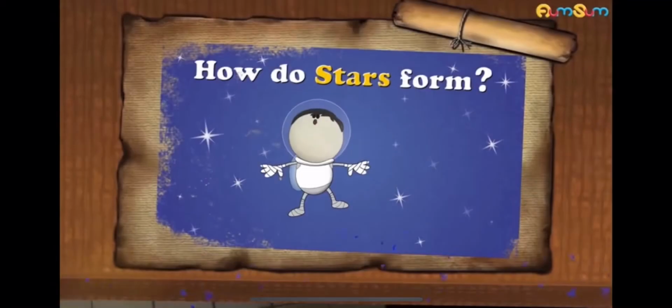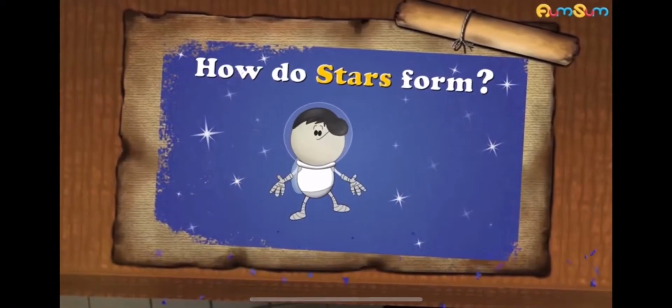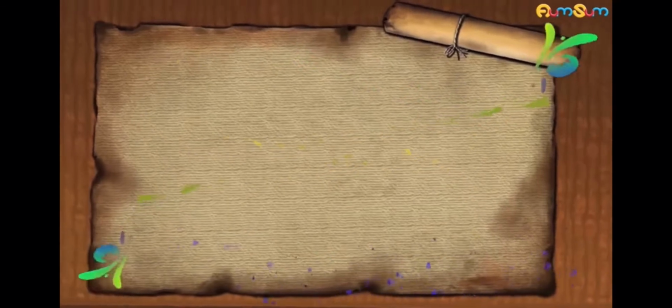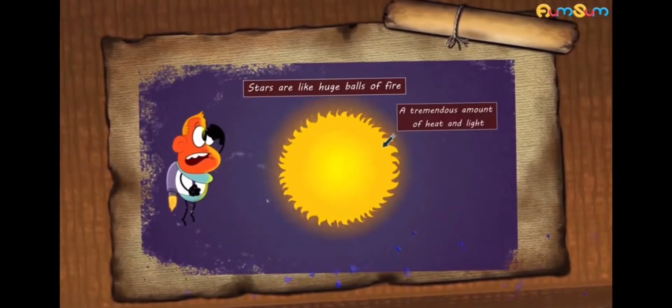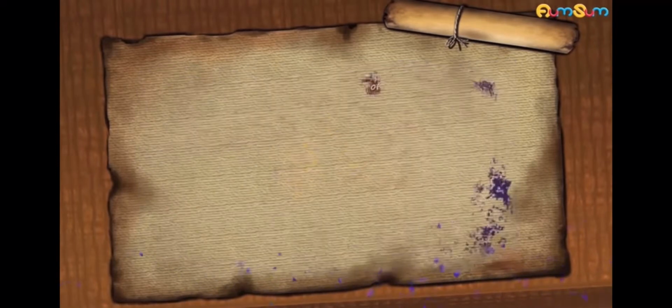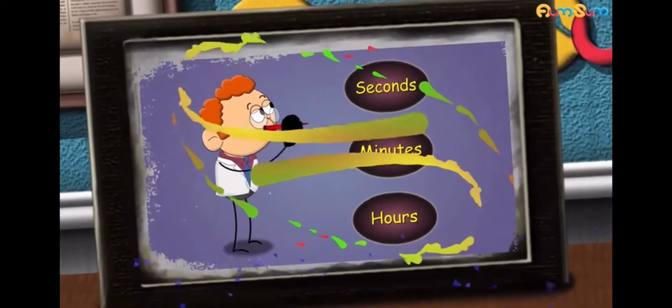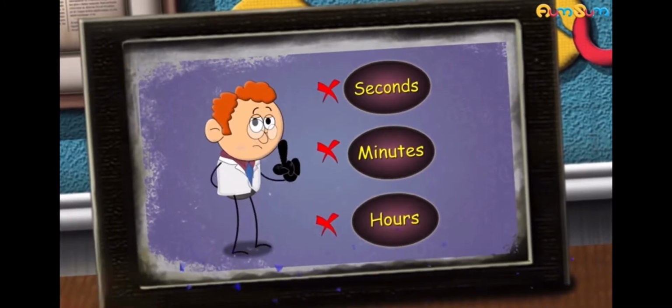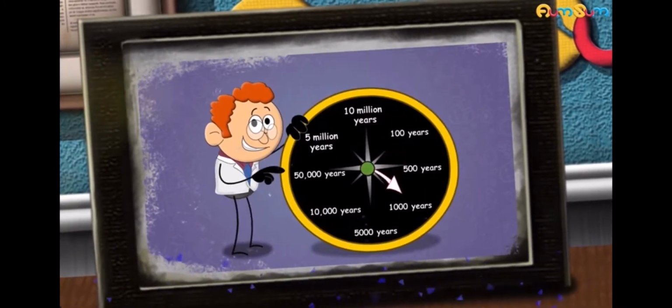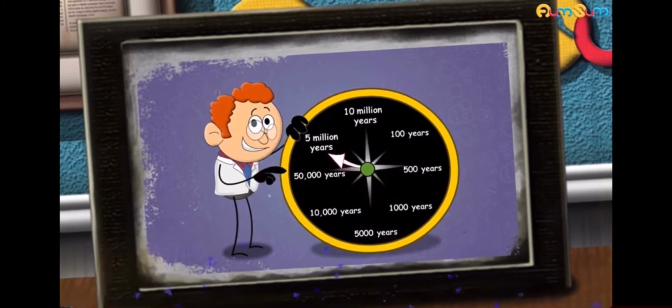How do stars form? Stars are like huge balls of fire that emit a tremendous amount of heat and light. Stars don't form in a few seconds, minutes, or hours. The star formation process is so slow that it can take millions of years.